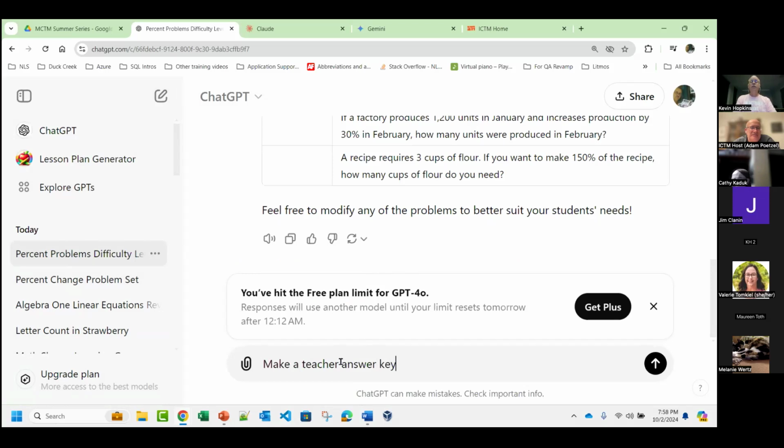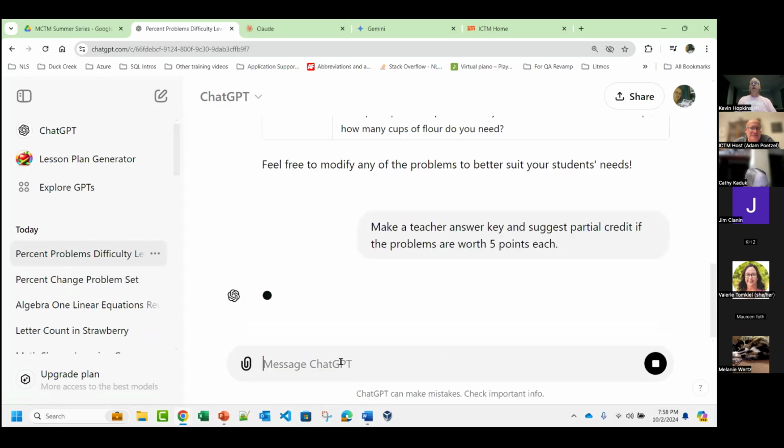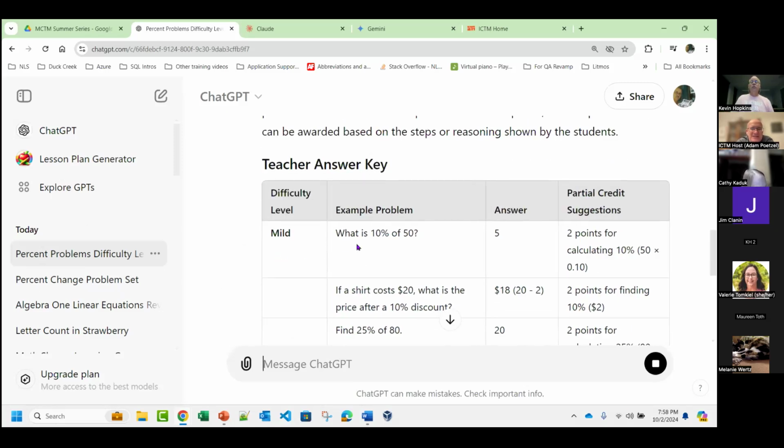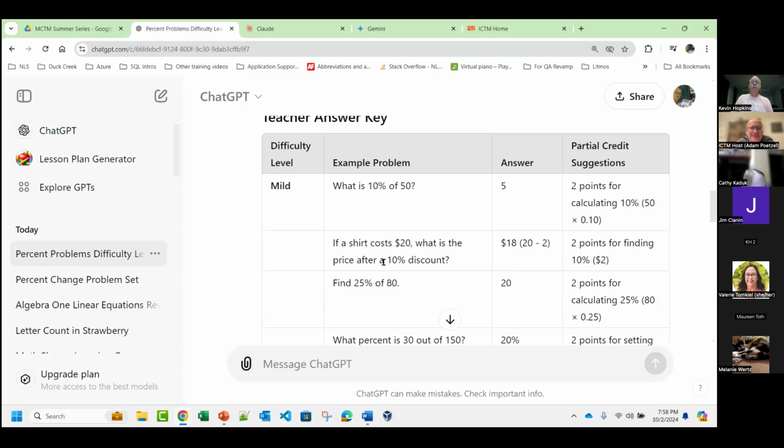I'm going to go one step further. Make a teacher answer key and suggest partial credit, if the problems are worth 5 points each. And we'll just see. We'll suggest some partial credit with that. So, the answer: 2 points for calculating the 10%, 2 points for calculating 10% of 50.